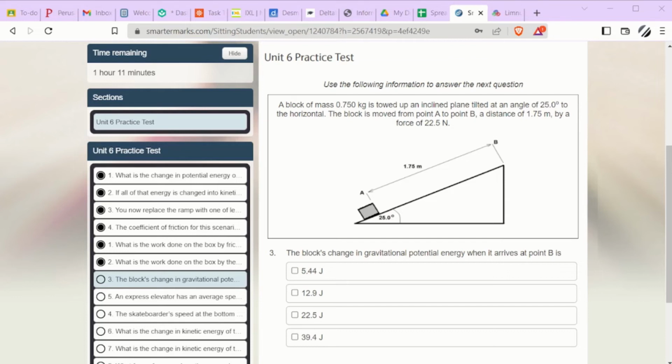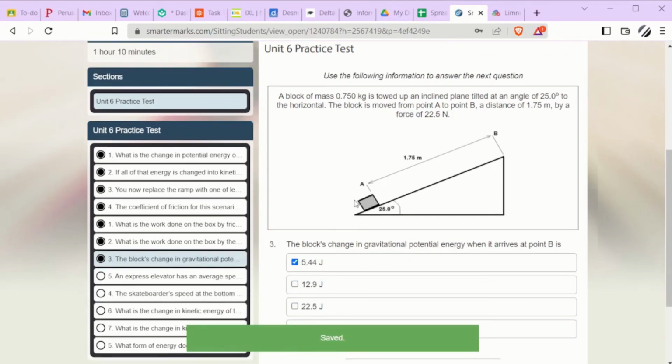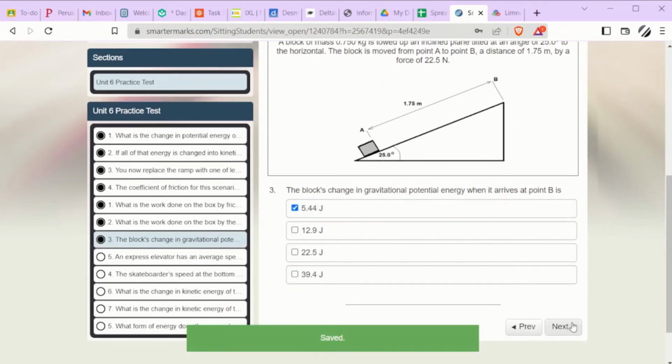So we have our height at 0.42 meters. And we multiply that by our mass of 0.75 and 9.81 meters per second squared. If we do this, right, we multiply all this together, and we get option A, the 5.44 joules.